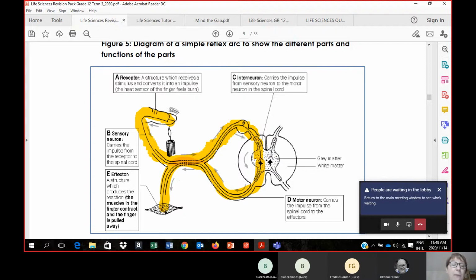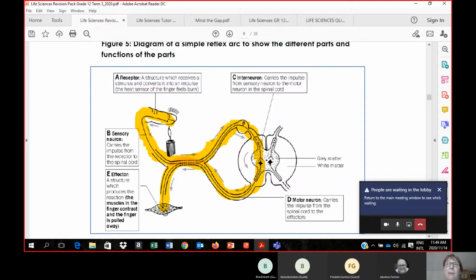But in this case, if you've put your finger over a hot flame, then obviously the muscles in your hand need to contract so that you can quickly remove your hand or your finger from that stimulus, which in this case is heat. So the pathway along which this nerve impulse travels, that we call the reflex arc. A reflex action is simply a quick or rapid response which happens automatically without the brain being involved, and it is there to protect the body from harm or from injury.